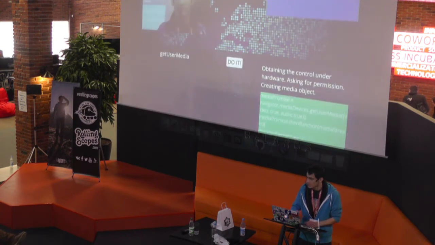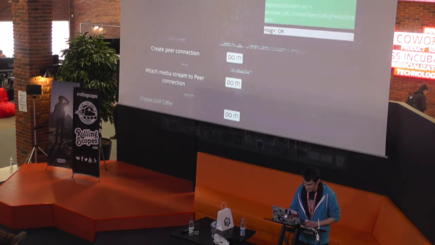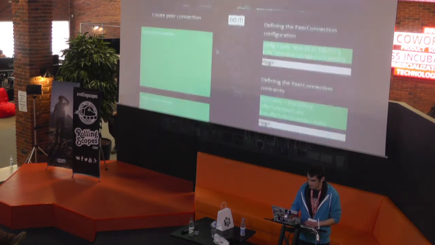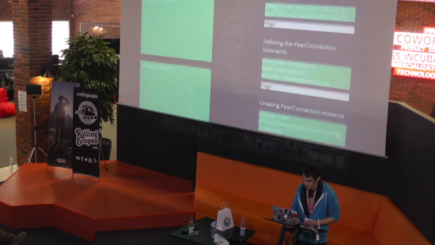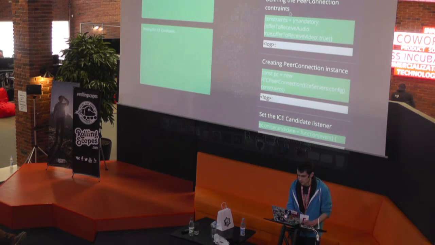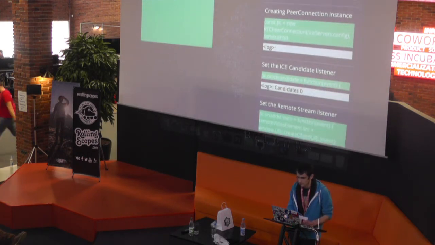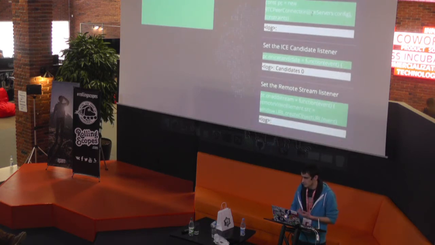Okay, now I'm twice in one presentation. That's great. Then you have to create a peer connection. Here you can see a few configs. I'm defining the peer connection configuration. You can put STUN and TURN config here. After, you have to define a few constraints, and then you create your own peer connection, with, of course, these configurations and constraints applied.